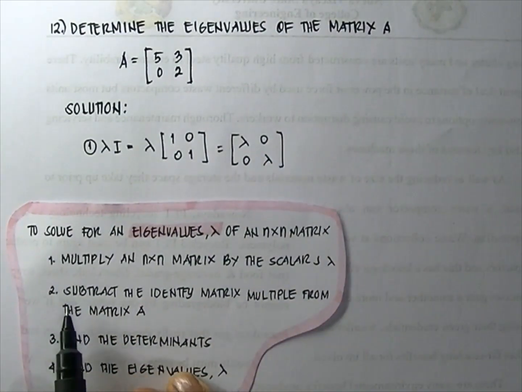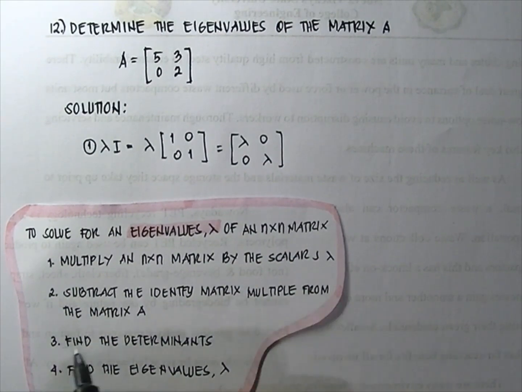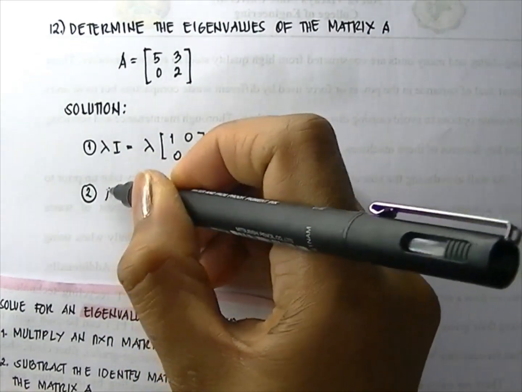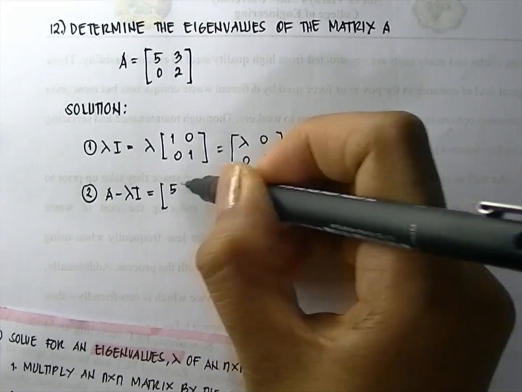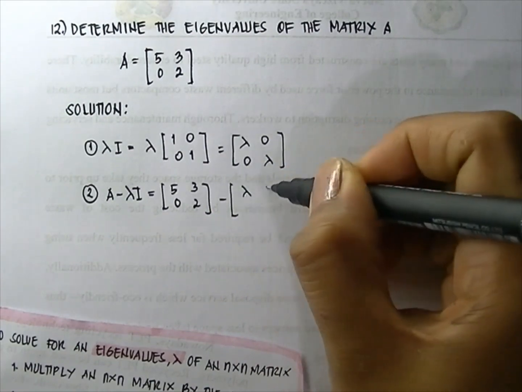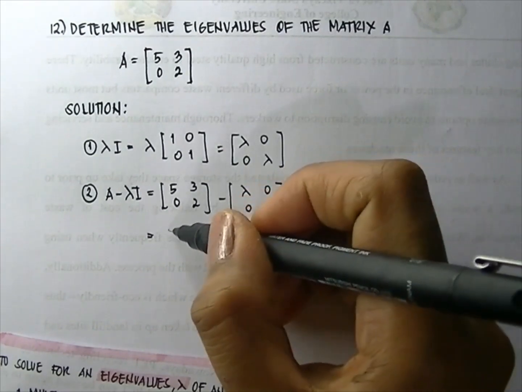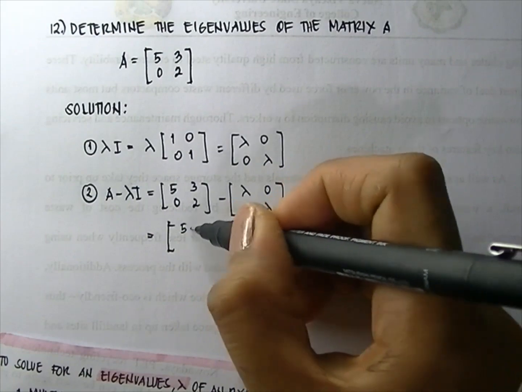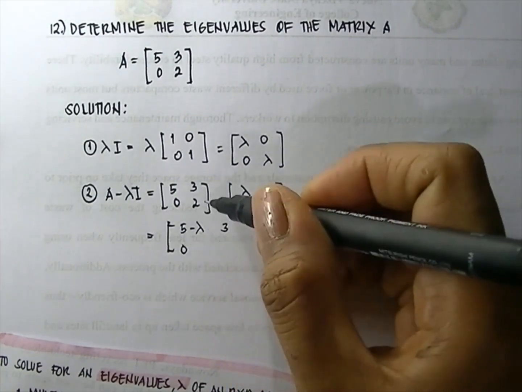Next, number 2, subtract the identity matrix multiple from the matrix A. So, A less lambda I. So, we have [5, 3; 0, 2] minus [lambda, 0; 0, lambda]. So, we have 5 less lambda, 3 minus 0, so 3, 0, then 2 minus lambda.